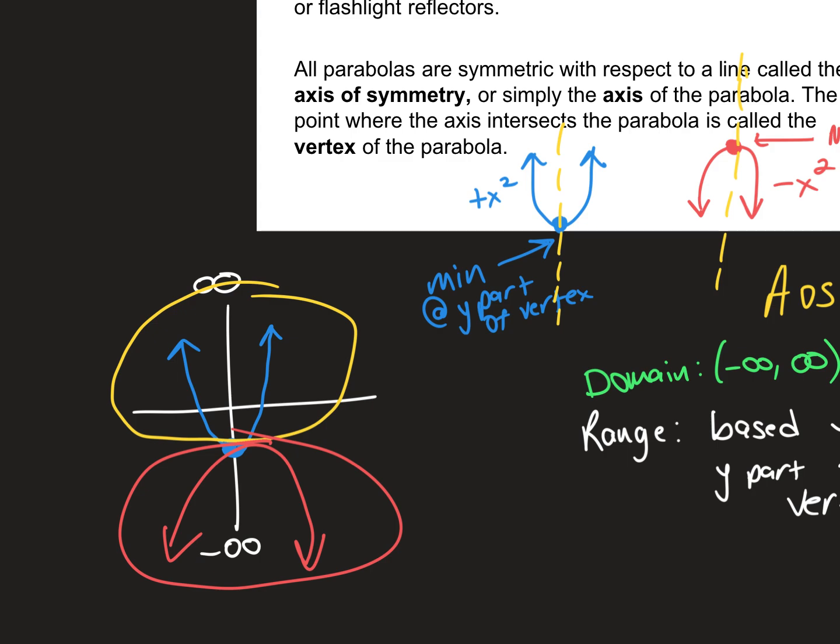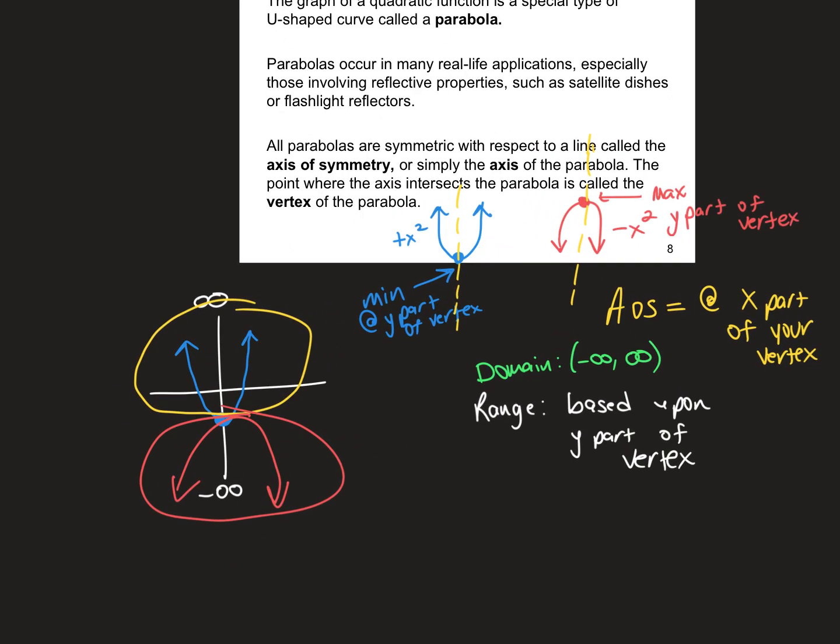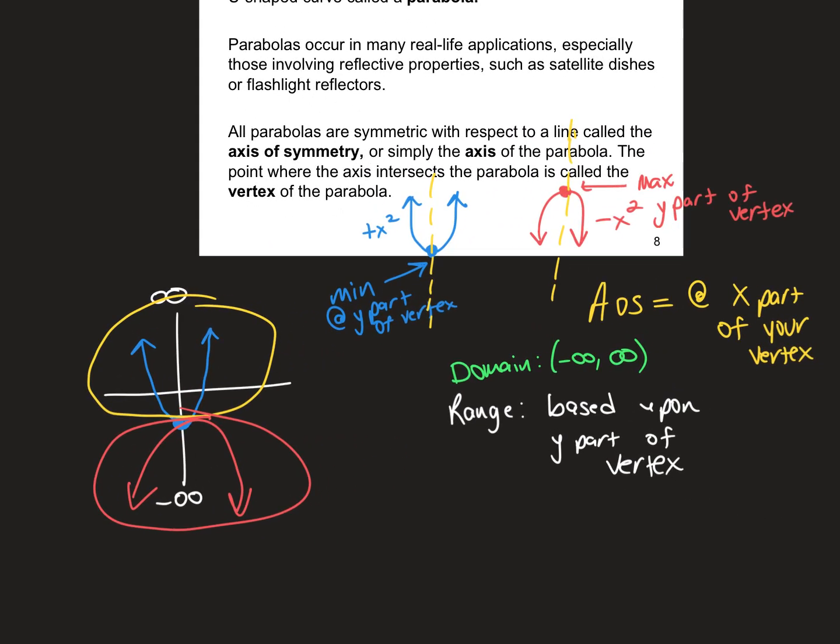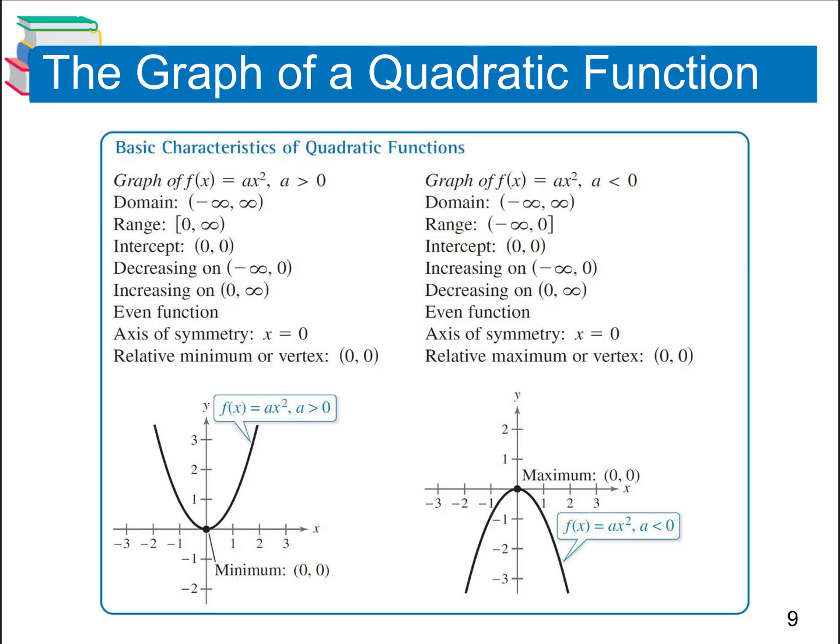What is your domain for every single parabola that we're going to talk about this chapter? Negative infinity and positive infinity. Everything else is based pretty much on the vertex. We're going to talk about how to find that, and then tomorrow we're just going to practice everything I talked about today. But this is a good slide to have, to kind of know what's going on. It's pretty much everything I just said.